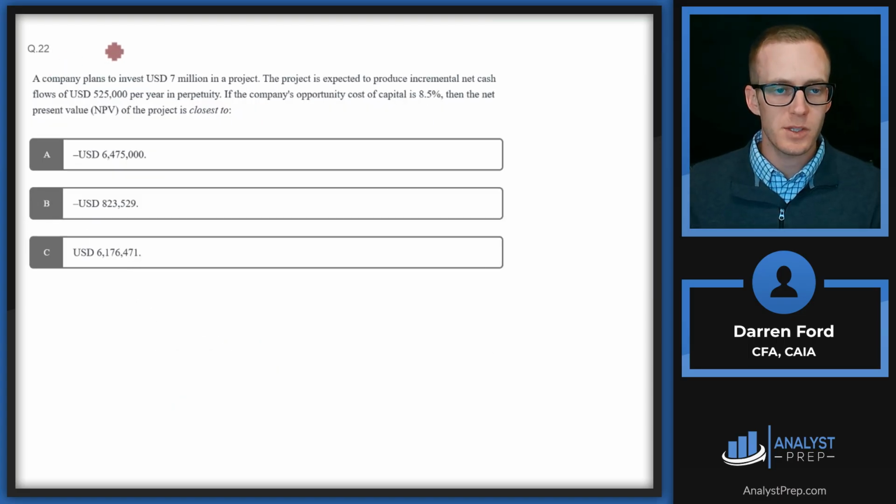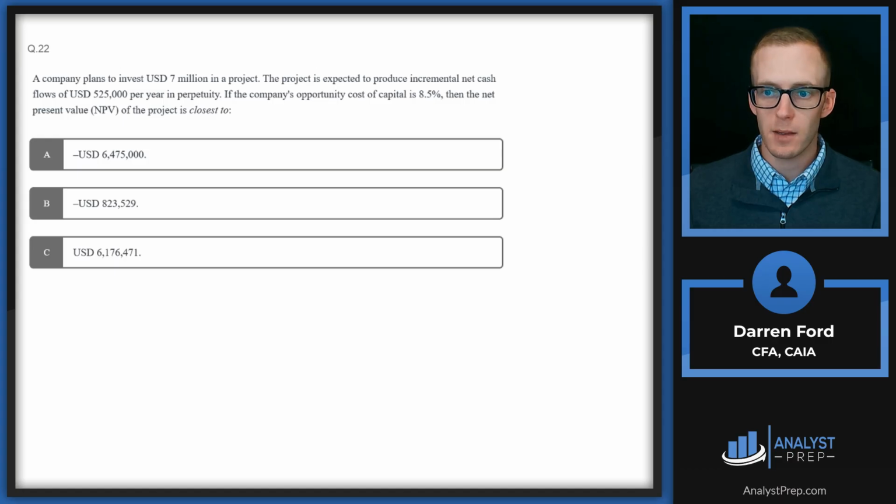Answer B. A company plans to invest $7 million in a project. The project is expected to produce incremental net cash flows of USD 525,000 per year in perpetuity. If the company's opportunity cost of capital is 8.5%, then the net present value of the project is closest to.